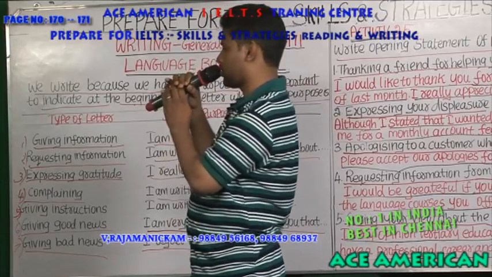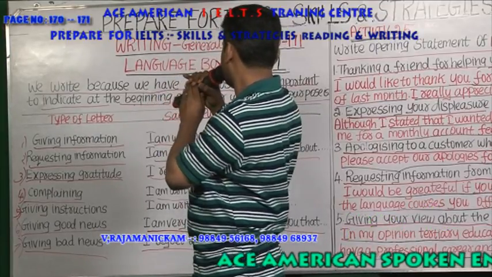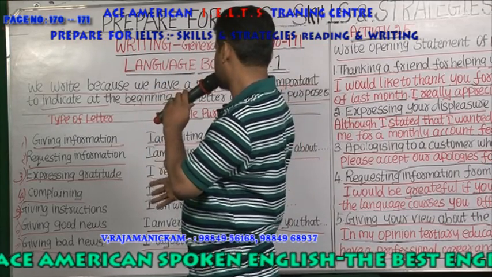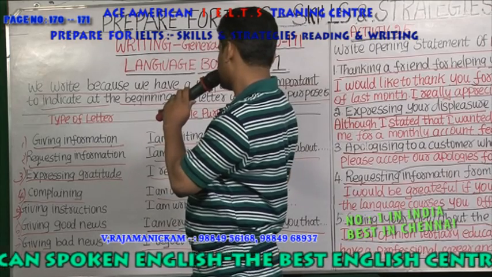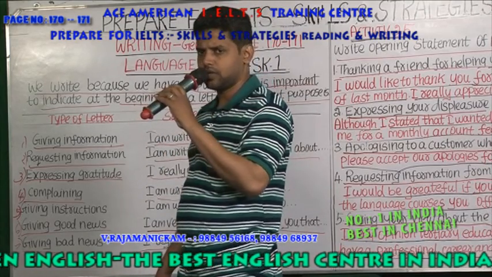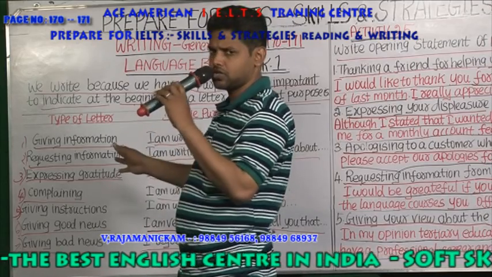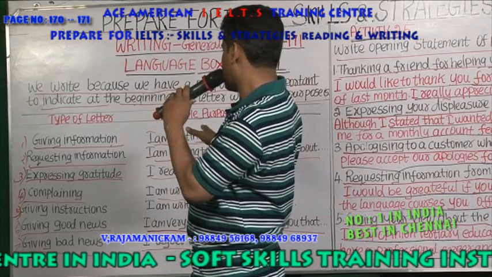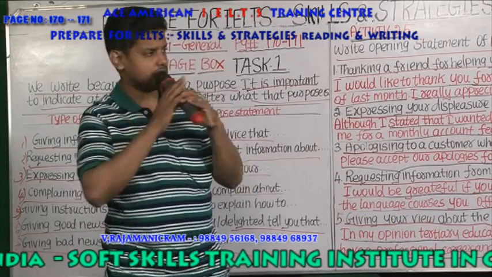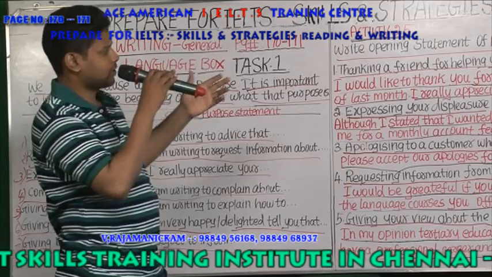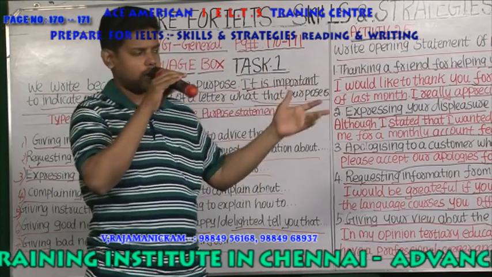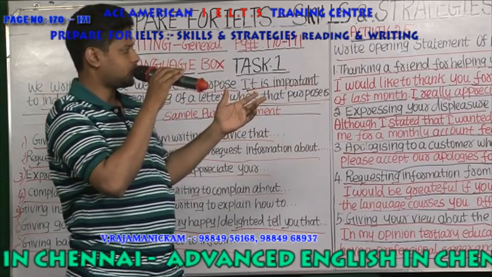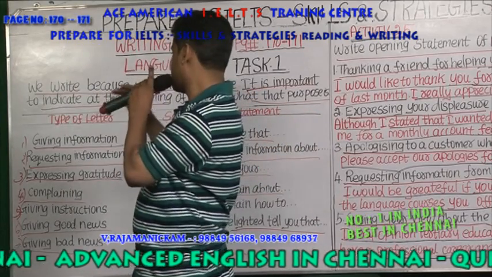There is a language box. We have different types of letters. Seven types of letters are there, and sample purpose statements are also there. Firstly, giving information: I'm writing this letter to advise that something is going to happen there. So it is a type of letter that gives information.